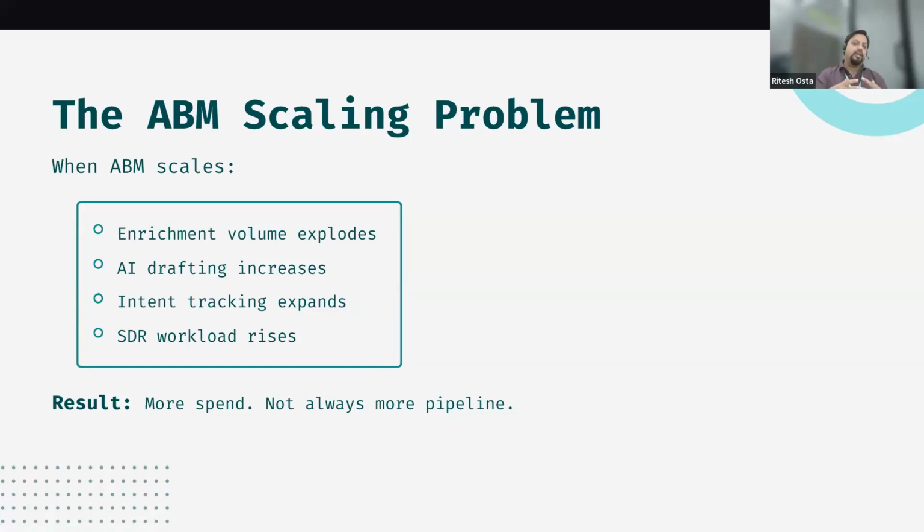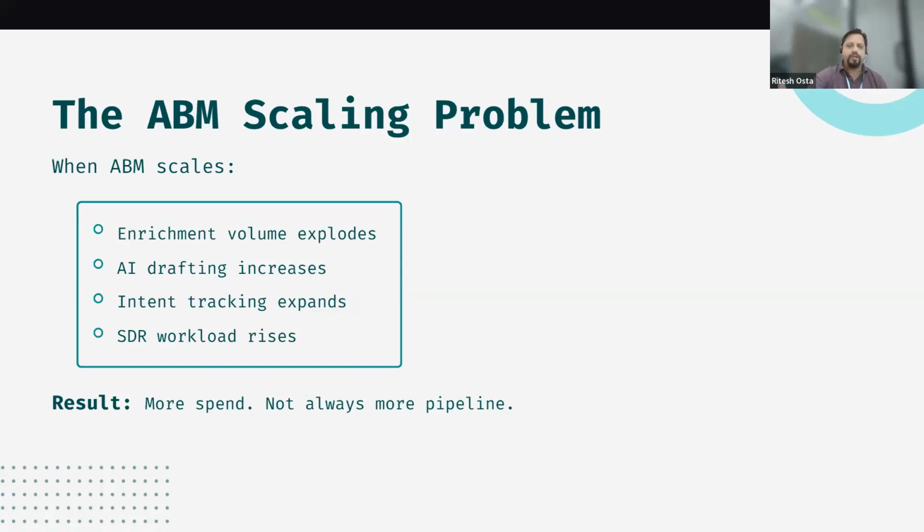The ABM scaling problem. When ABM scales, when you're dealing with 10 clients or 100 clients, it's easy. You can do a lot of stuff manually by yourself. But when you're dealing with 1,000 clients or 10,000 clients, that is where things become problematic. Enrichment volume explodes. Which ones to enrich, which ones not to enrich? AI drafting and AI usage increase, and intent tracking expands, so more intent needs to be tracked. SDR workload rises. An SDR cannot just sit and do things manually the whole day every day. You have to do other important things as well.